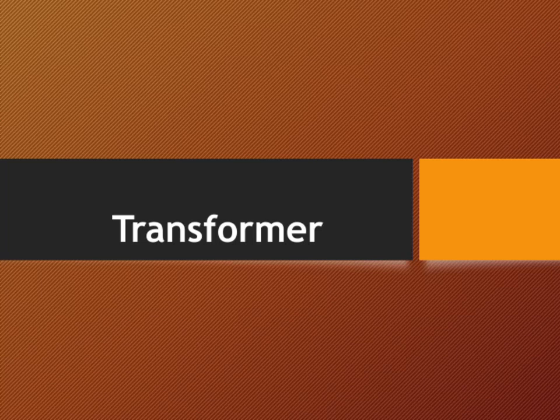Let's take a closer look at the transformer model. This architecture has revolutionized how we handle natural language processing tasks. It primarily relies on a mechanism called self-attention, which allows the model to weigh the importance of different words in a sentence, regardless of their position. This is a huge leap forward from previous models that processed data sequentially.